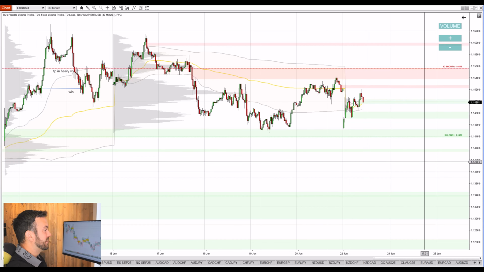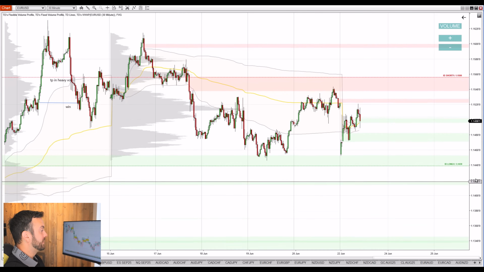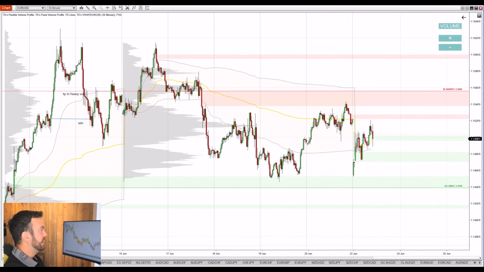Today we are going to cover three trading pairs: the euro, the British pound and the Japanese yen. So let's take a look at it. What you see before you is the NinjaTrader 8 platform with my custom-made volume profile and VWAP indicators, and this is a 30-minute chart of the euro dollar.